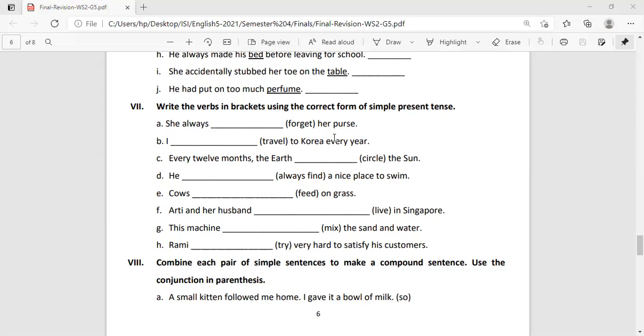Okay, forget. How do we write it in the simple present tense? Forgot? It must be present, not past. Forget. We add S. Good. Forget, bravo. She is singular, so I have to add S to the verb. Thank you, Ali.